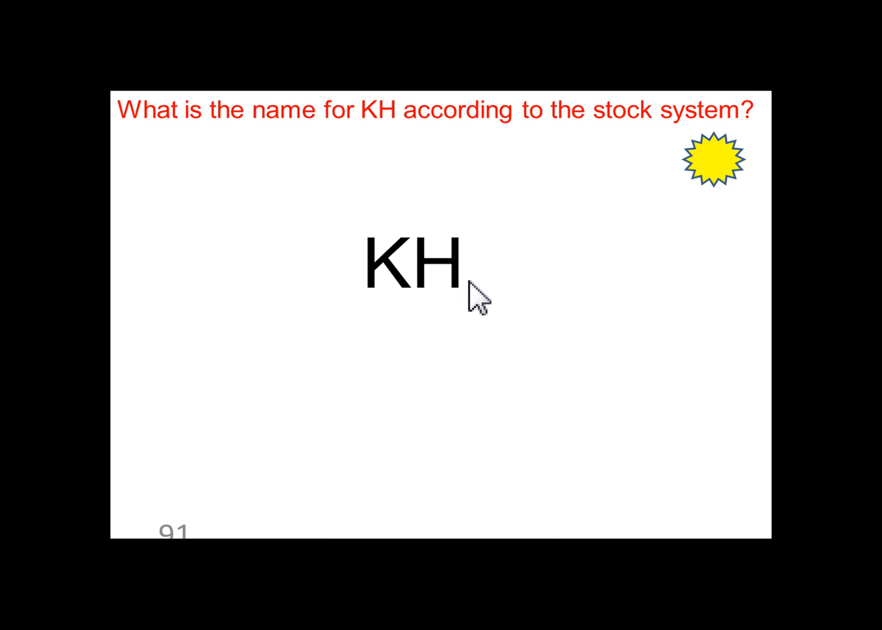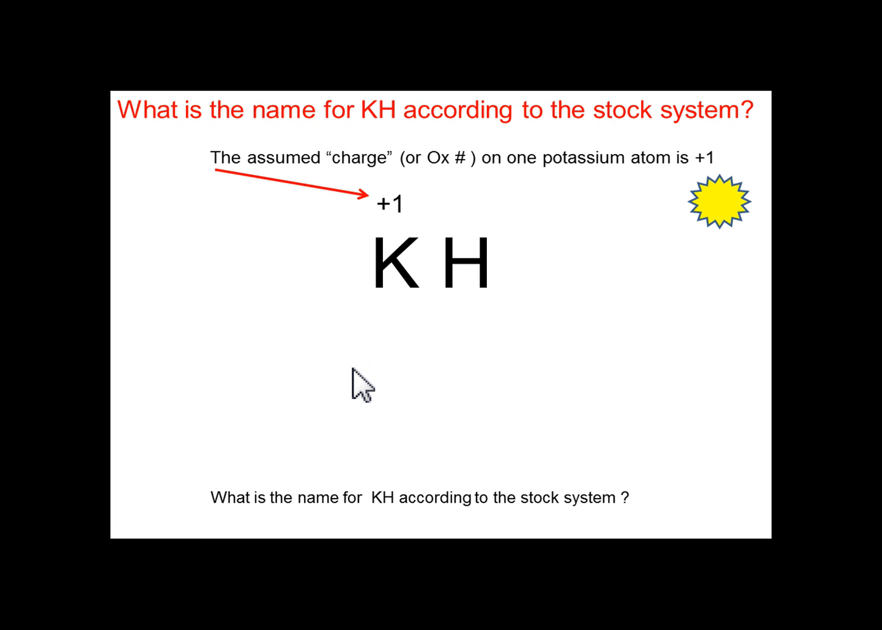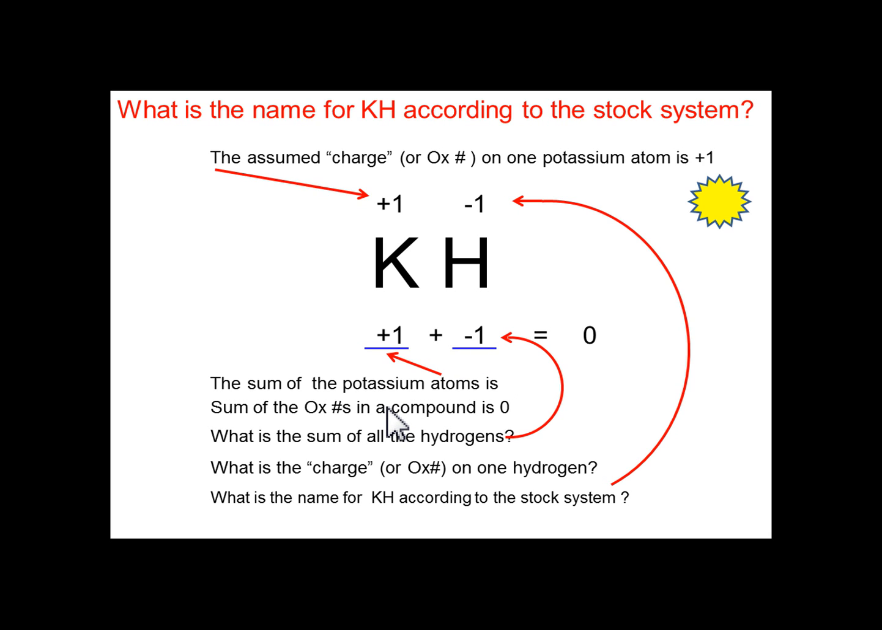Okay, KH. What's the stock system name for this? K is potassium, H is hydrogen, so we call it hydride. So potassium is plus 1. Since this has to add up to 0, the hydrogen must be a minus 1. So this is the exception for hydrogen.